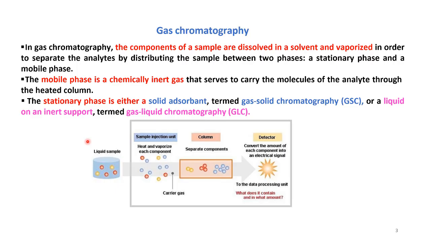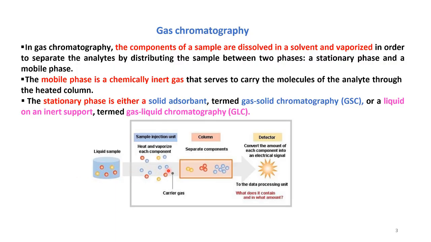So now, the second type of chromatography beside the liquid is gas chromatography. This is also widely used, and in this the sample is dissolved in a solvent and then vaporized. So we have a heater over here. It heats the sample and vaporizes the solvent, and each component is carried in a carrier gas.